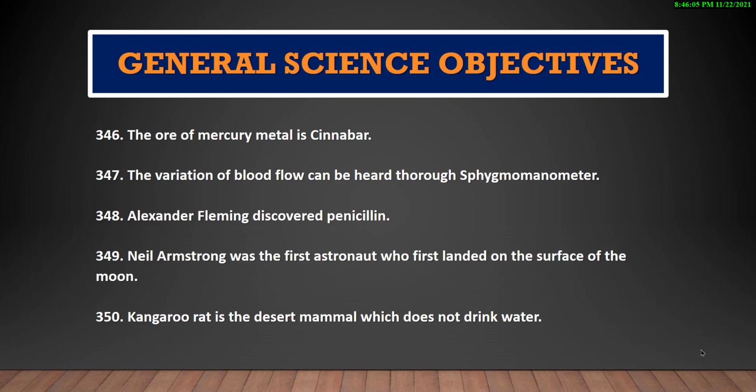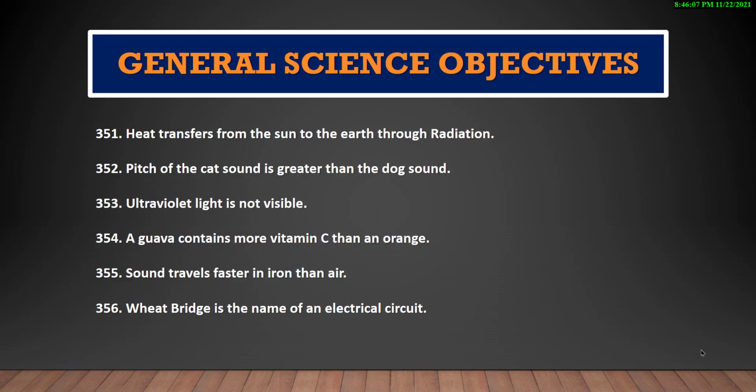Kangaroo rat is the desert mammal which doesn't drink water. Heat transfers from the sun to the earth through radiation. Pitch of the cat sound is greater than the dog sound. Ultraviolet light is not visible. A guava contains more vitamin C than an orange. Sound travels faster in iron than in air.